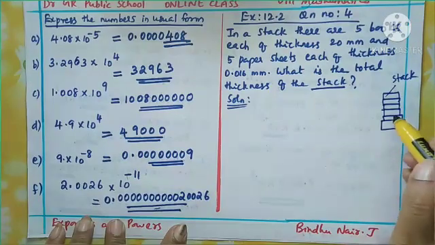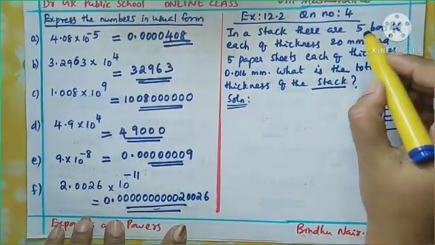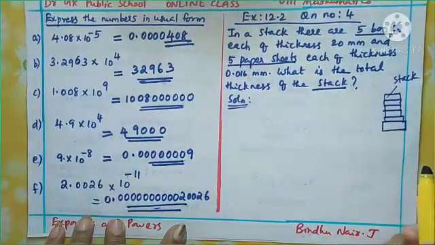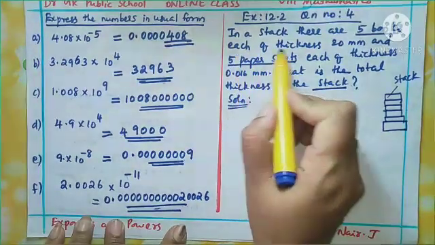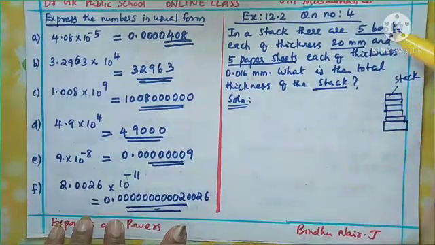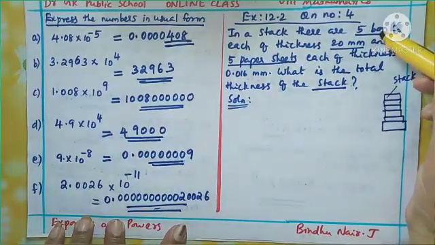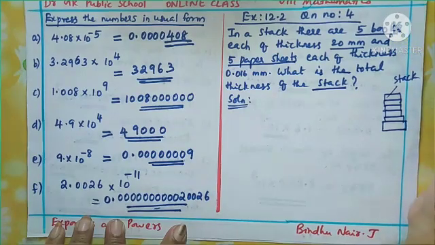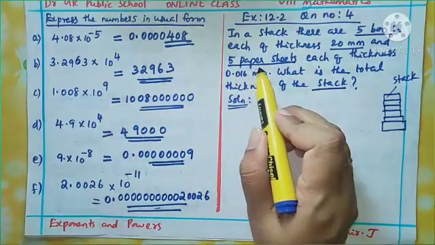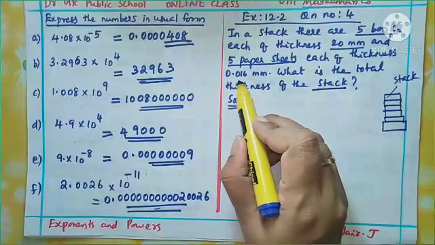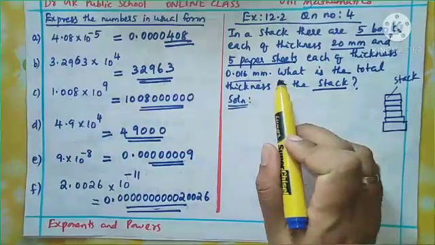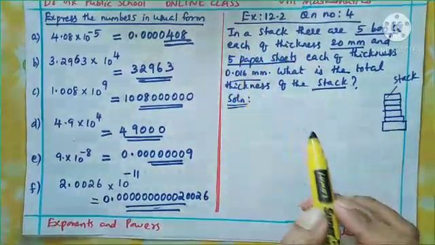So in this stack, what are the things present? 5 books and 5 paper sheets. Given that the thickness of one book is 20 millimeter, and there are 5 books, you want to find the total thickness of these 5 books. Also 5 paper sheets are present, and the thickness of each paper is 0.016 millimeter, so you want to find the total thickness of these 5 paper sheets.